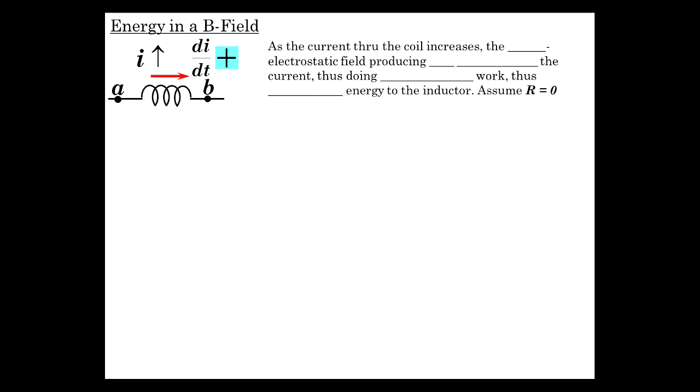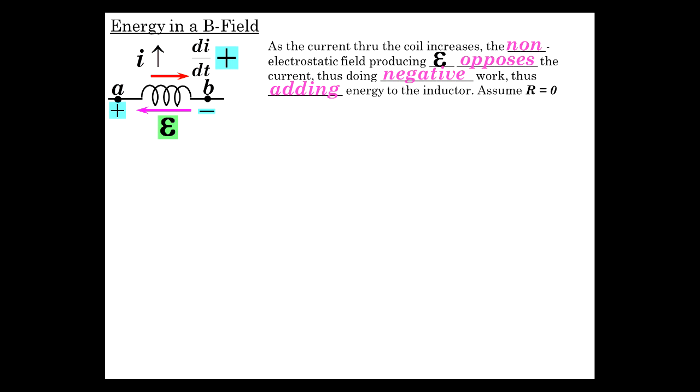That changing or increasing magnetic field produces a changing electric field. It's a non-electrostatic E field that's actually pushing against the charges. It's inducing an EMF that opposes the current. It's acting in the opposite direction. Here's the direction. And so in that sense, that non-electrostatic E field is doing negative work. So as negative work is being done, it's adding energy to the inductor. So energy is being added to the inductor.